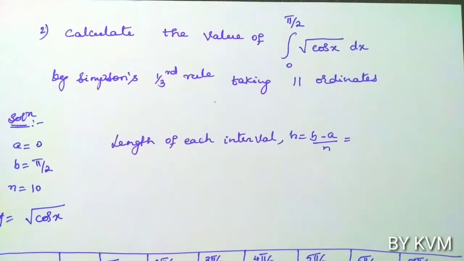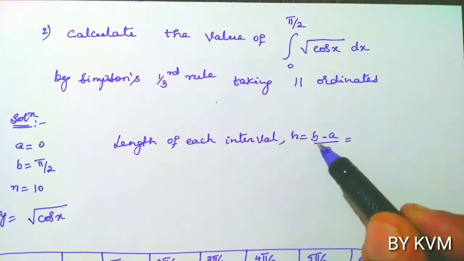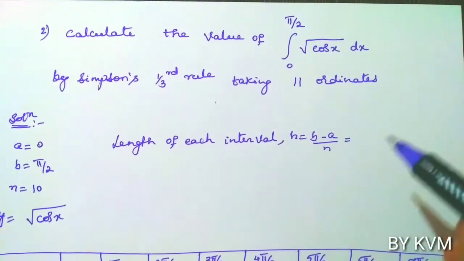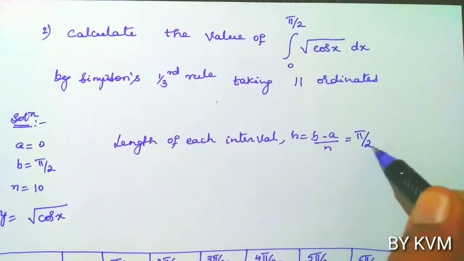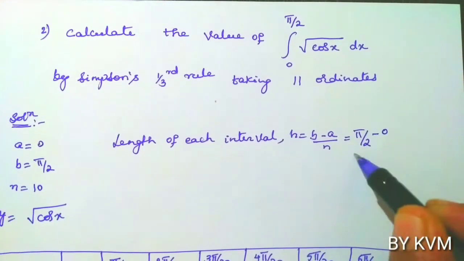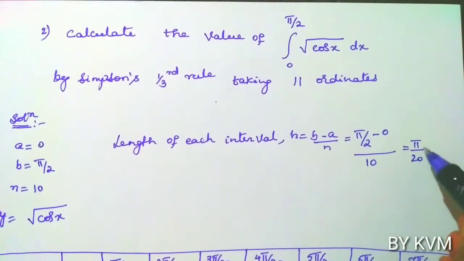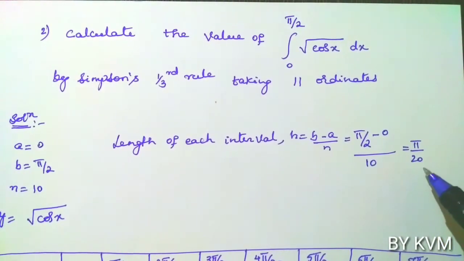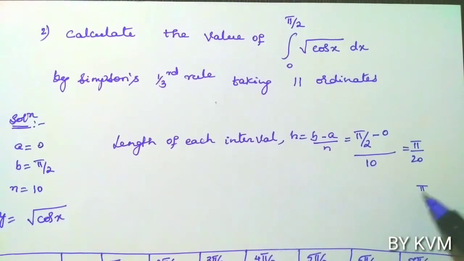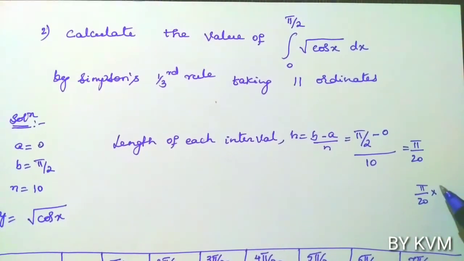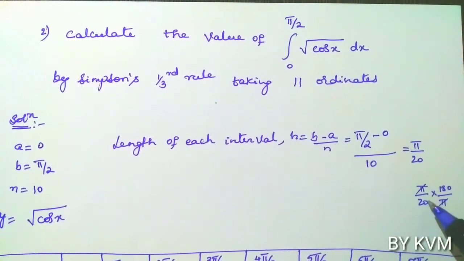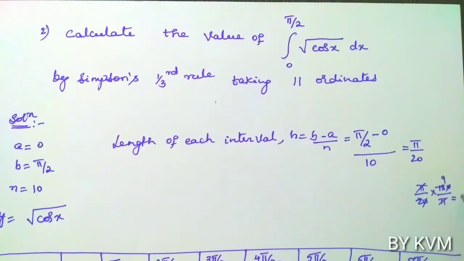Then length of each interval, that is h, is given by b minus a by n. So b is pi by 2 minus a is 0 by n is 10. So pi by 20. So this is in radians. If you want to convert this radians into degrees, multiply by 180 by pi. So pi gets cancelled. So 2 nines are 18, so that is 9 degrees.